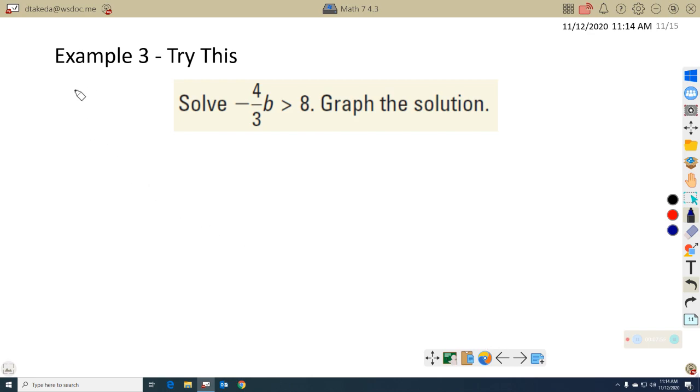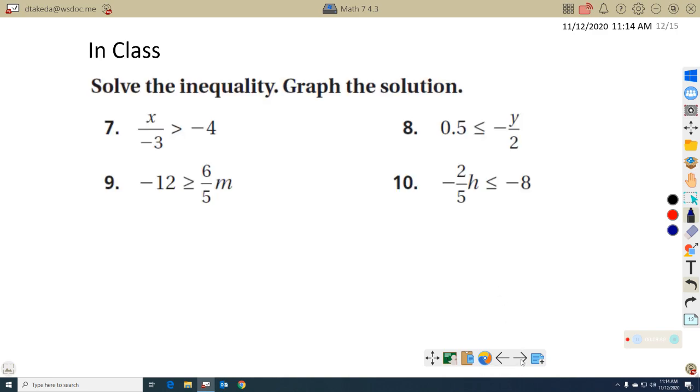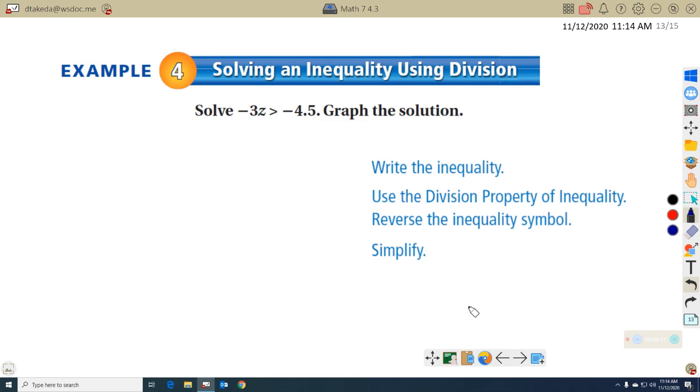Try this one. We'll call this example 3t for you to try. Put this in your notes as example 3t, because I might want to ask you about this later. Pause it if you need to. This is for in class. And now we'll do example 4.